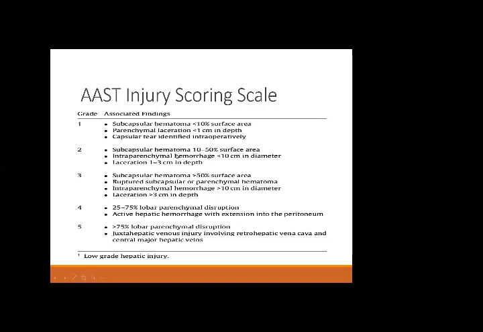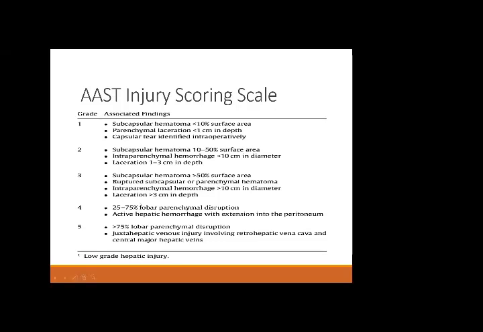Grade 2 is subcapsular hematoma of 10 to 50% surface area, intraparenchymal hematoma less than 10 cm, and laceration 1 to 3 cm. Grade 3 is subcapsular hematoma involving more than 50% surface area, or a ruptured subcapsular parenchymal hematoma, and intraparenchymal hemorrhage more than 10 cm, or laceration more than 3 cm.